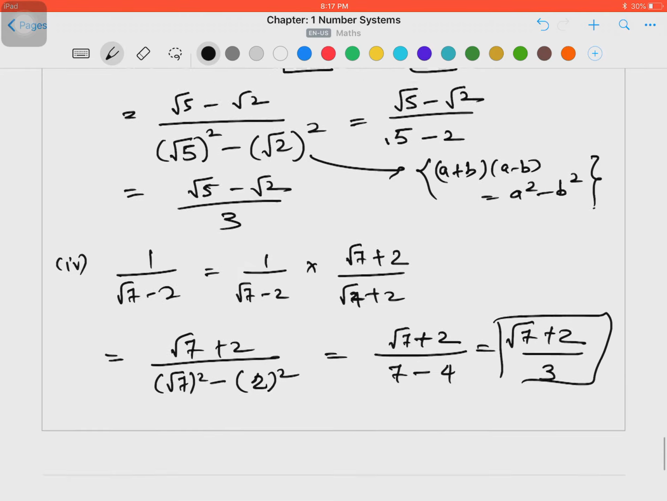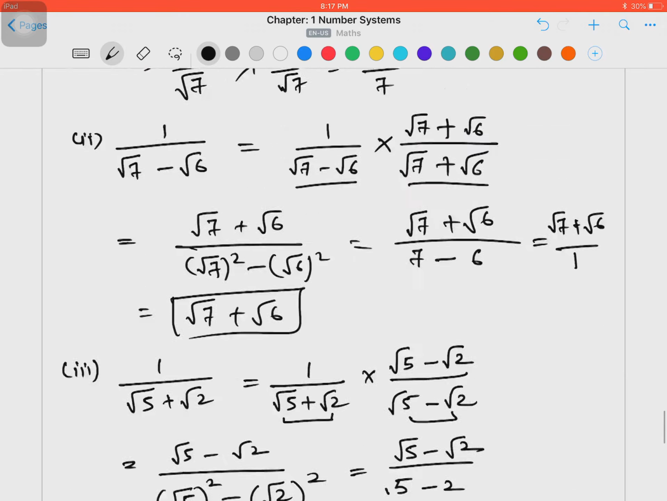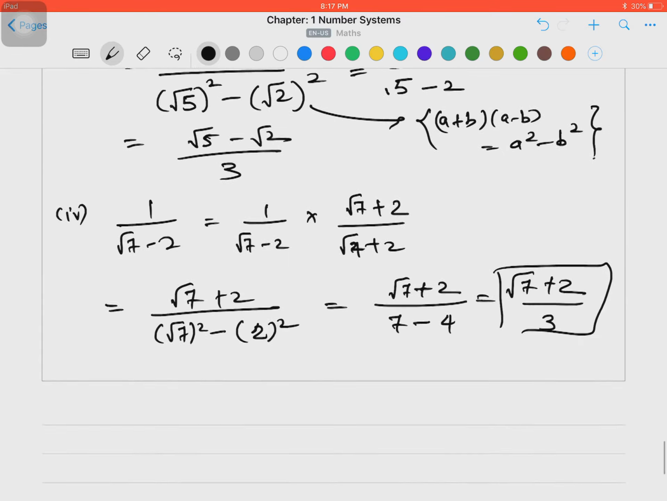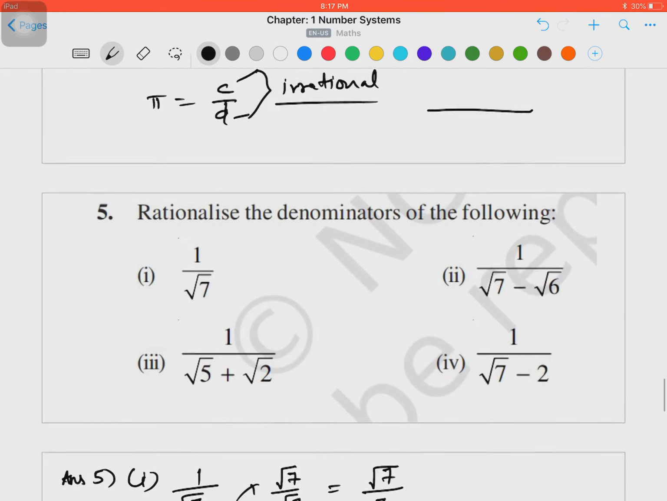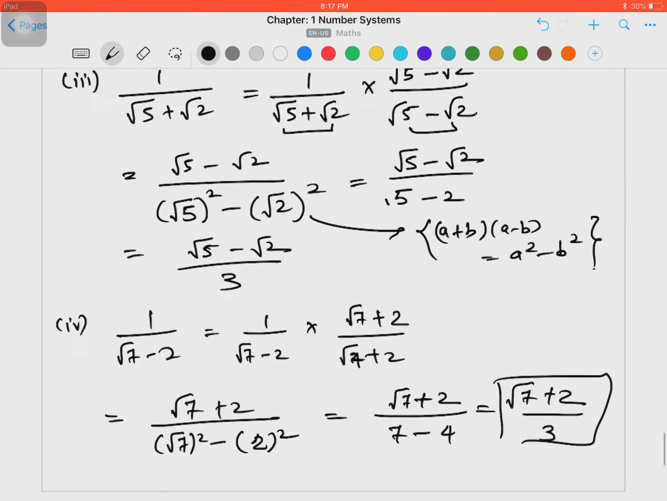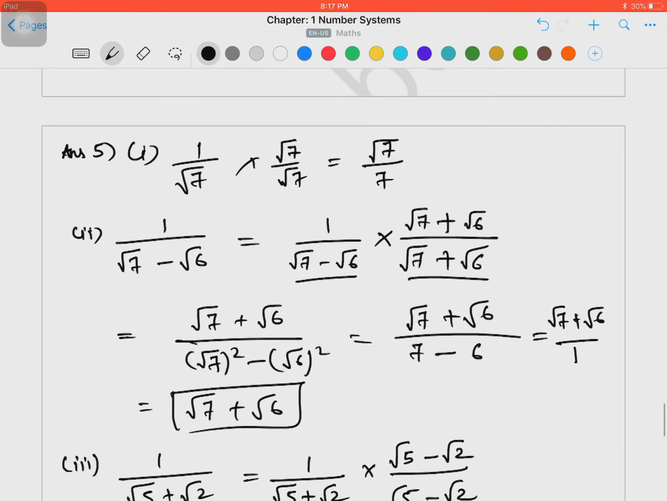That's our answer of all the questions. Okay, that's how we can rationalize any given number. I hope all of them are clear to you now.